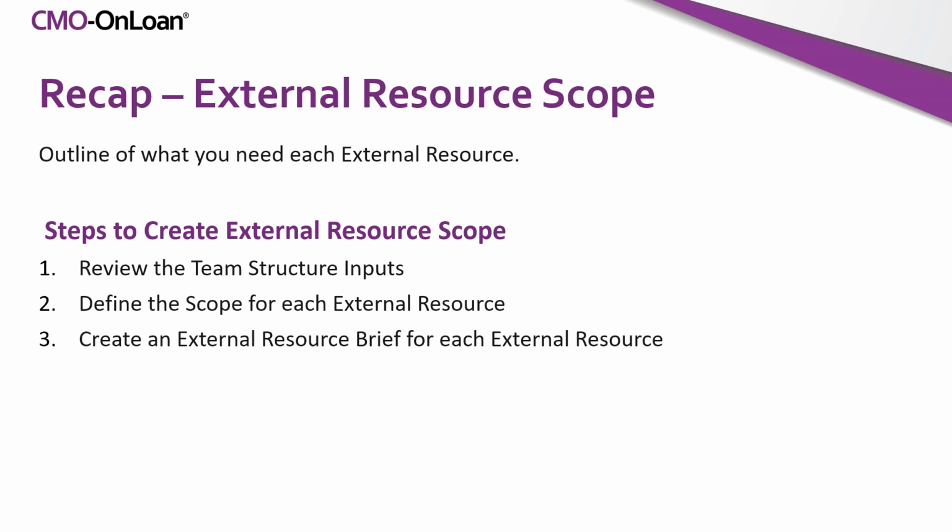So really, for external resource scope, you're outlining what you need for each external resource, which then actually gives you an overall summary of all the things you're going to be asking for. So you start with looking at the team structure inputs. You then look at the scope for each resource, and then you create a resource brief, and that gives you the overall summary. So that's it. I hope this makes you more confident in developing external resource scopes for all of your external resources.